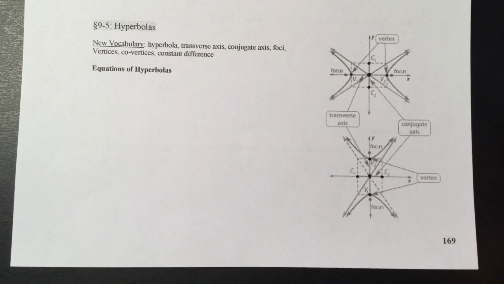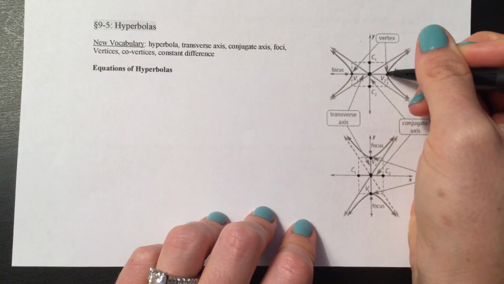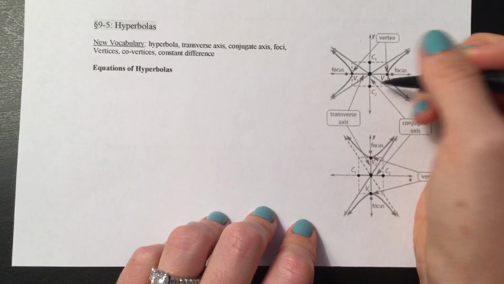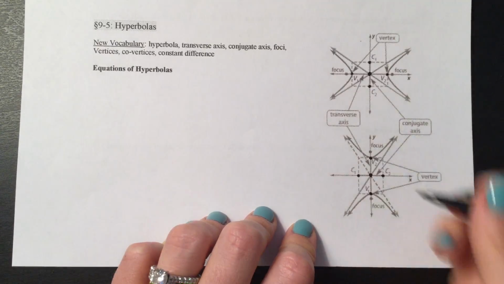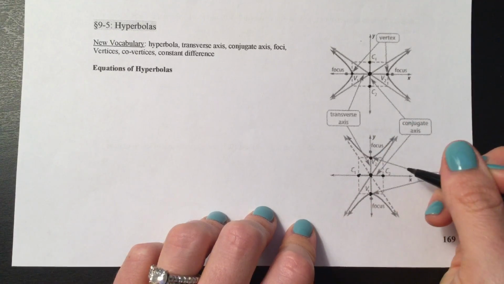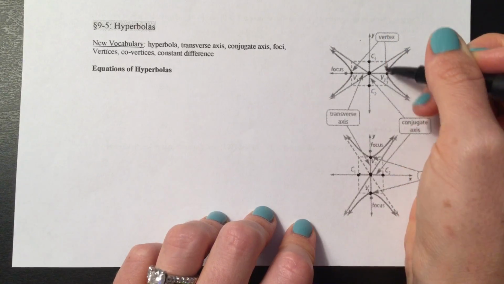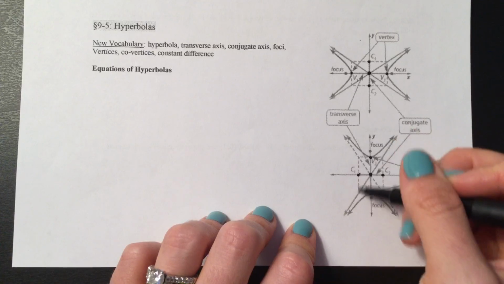So here's all the features you're gonna see. You're gonna see a center. We're gonna plot vertex 1, vertex 2, co-vertex 1, co-vertex 2. Same thing down here. You've got the center, you have the vertices right here, co-vertices right here. And then once you have those 4 points, you're gonna make this little dotted box that will guide your shape. Same thing with this one.